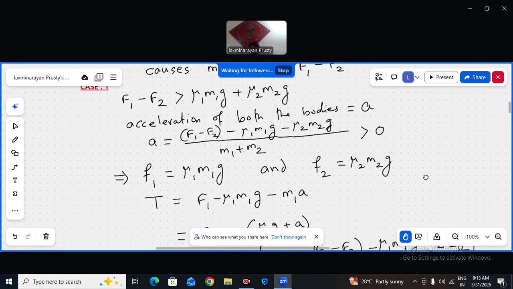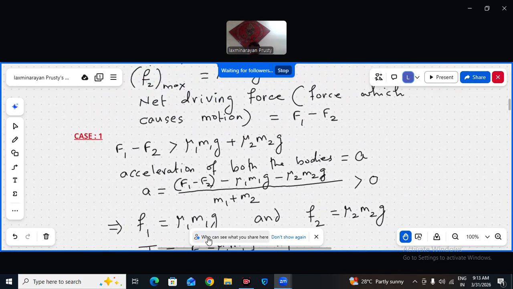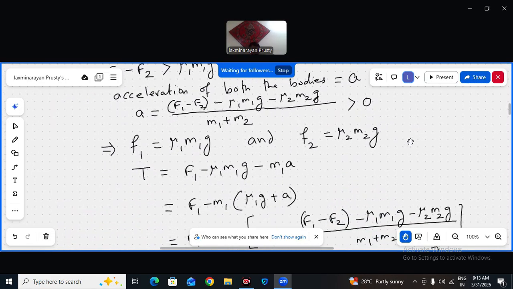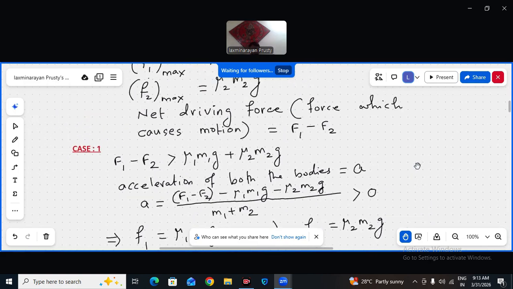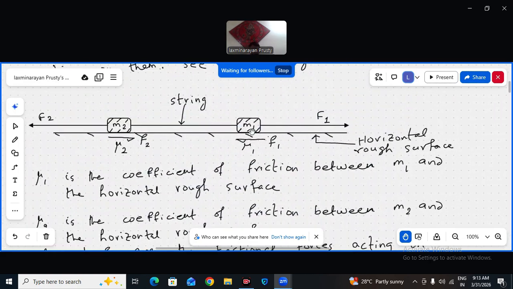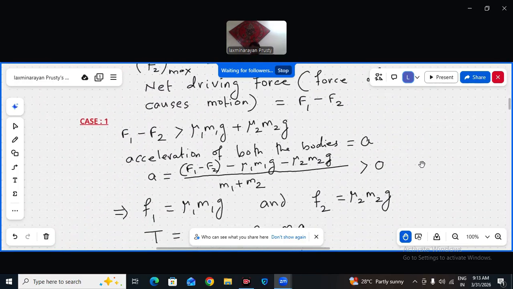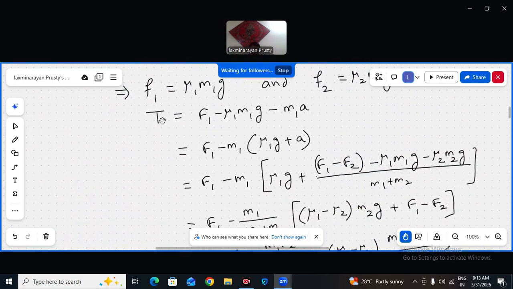So in this case, what is the friction force? f1 is f1 max, f2 is f2 max, and for tension, just go to a single body. F1 minus tension minus f1 max will be mass into acceleration. So you can write this.